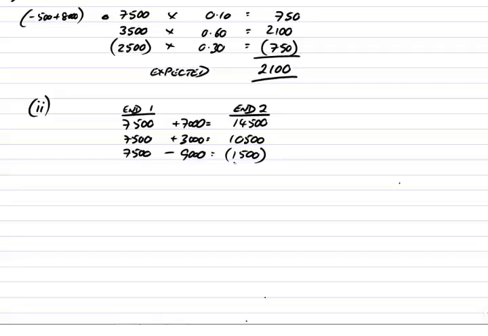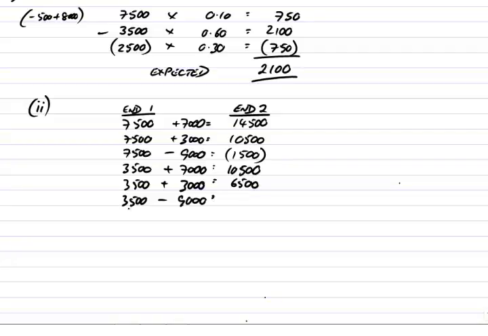Now that's the 3 possibilities if period 1 ended with 7,500, but alternatively, period 1 could have ended up with 3,500. And again, we either get 7 or 3 or minus 9,000 in period 2, giving closing balances at the end of period 2 of 10,500, 6,500, or does that come to minus 5,500? By now you should be getting the idea.